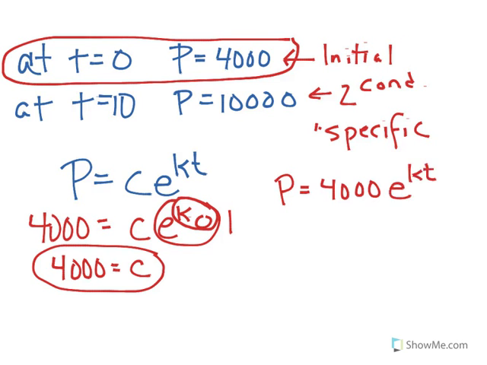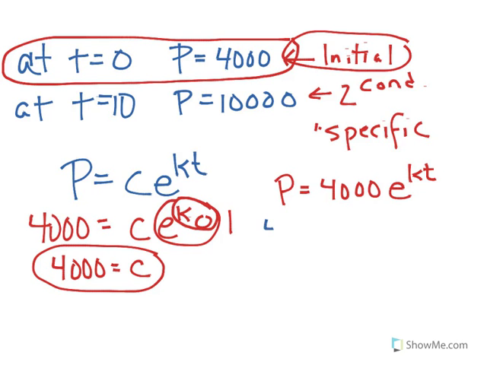And here's the big thing: the initial condition is almost always C. So if they give you an initial condition, you know what C is. Now I'm going to use the second part to find the K. And the nice thing about this is you don't have to find it as a number. You can just do the math and see what you come up with. You don't have to simplify.